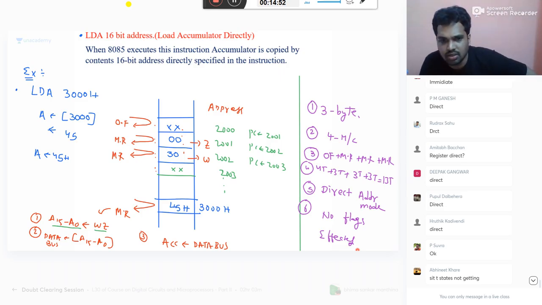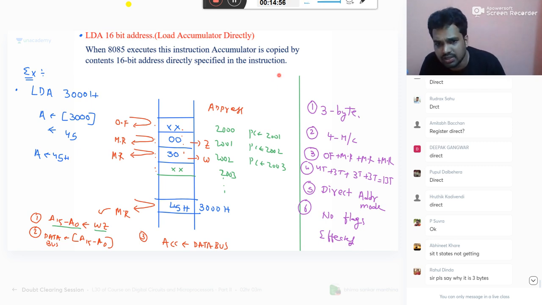Sir, T states I am not getting. Abhinit, what is the problem in T states? Opcode fetch requires 4. Any memory operation requires 3. Simple.